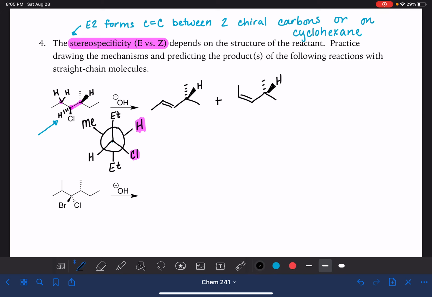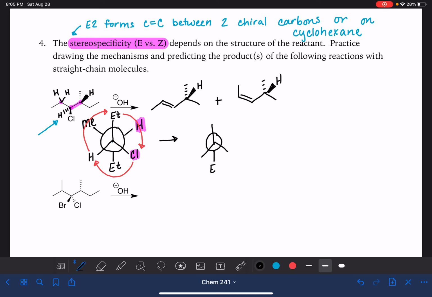I think that in order to just make my life easy, I'm going to rotate the front carbon. So I'm going to take the chlorine and move it into this position. The hydrogen I'm going to move into this position, and the ethyl group is going to come down here. And I'm going to draw what that looks like over here.